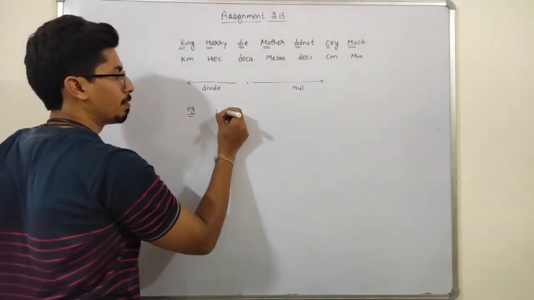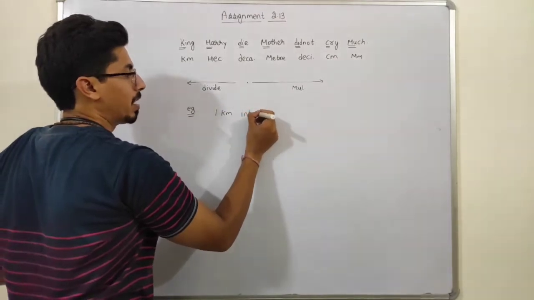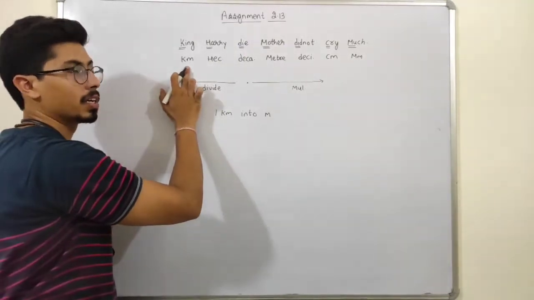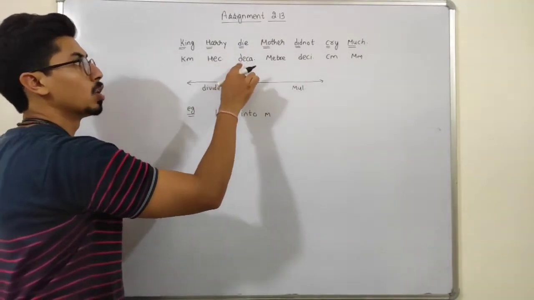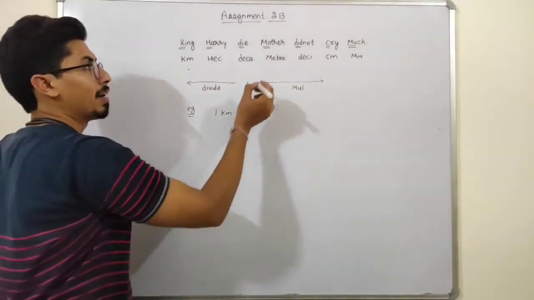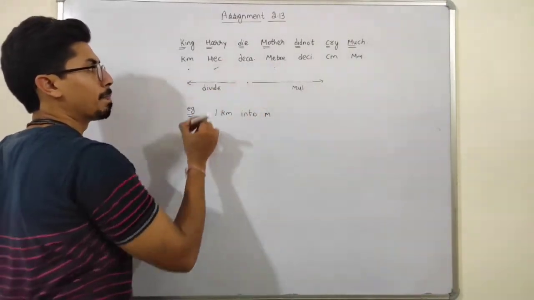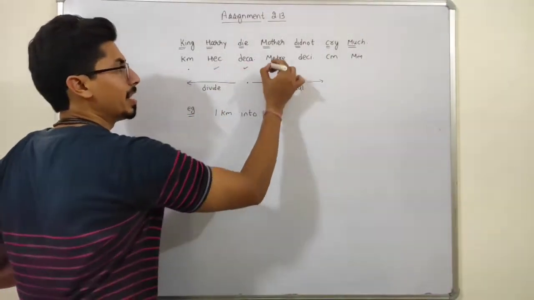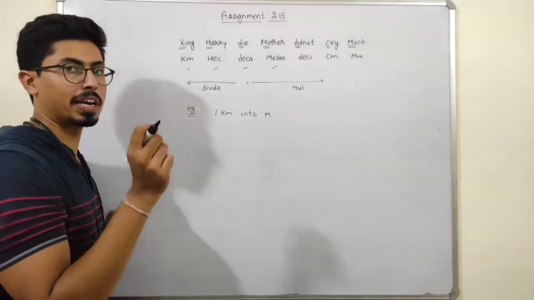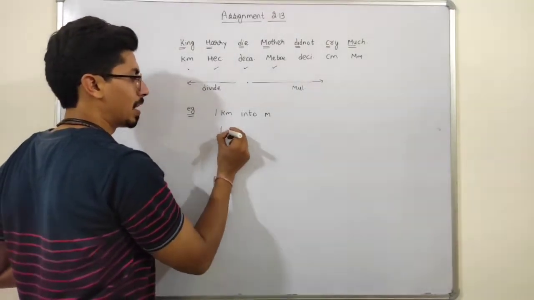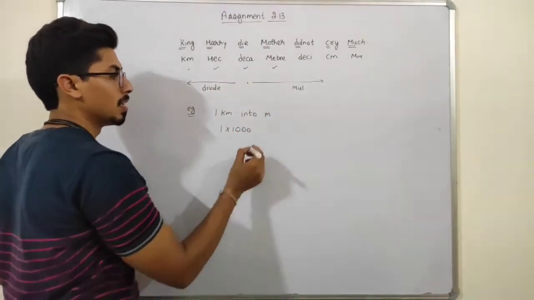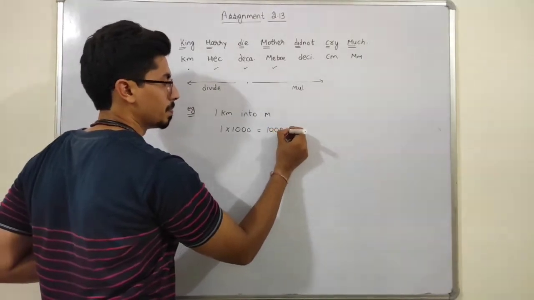For example, students, if I convert 1 kilometer into meter, see, kilometer is here and I have to go to meter. So 1, 2 and 3. I am here at kilometer and I have to reach here. So 1 position, 2 position, and it is the 3rd position. So I have to multiply it by 1 and 3 zeros, because there are total 3 places. So it will be 1000 meter.